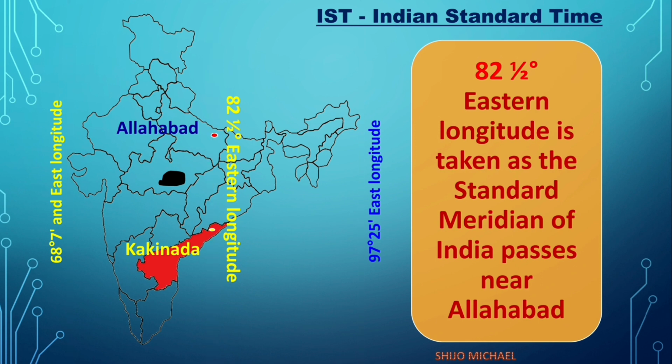Now let us have an idea about IST, that is Indian Standard Time. The middlemost longitude of India is considered as the Indian Standard Time, that is the 82.5 degree eastern longitude is taken as the standard meridian of India, and it passes near Allahabad. This is Allahabad, and in Andhra Pradesh it passes near Kakinada.